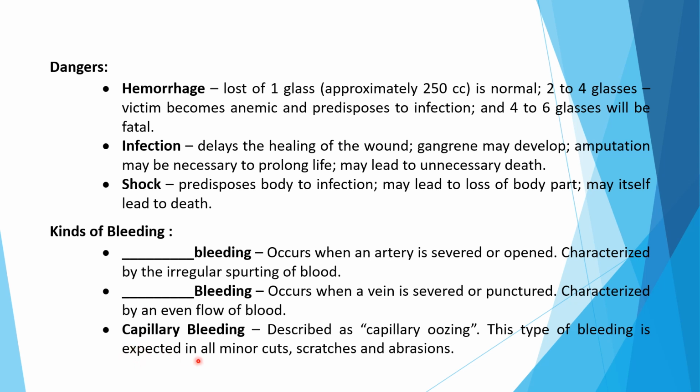Capillary bleeding occurs in areas far away, let's say your fingers and toes, because they have capillaries. This is described as capillary oozing. This type of bleeding is expected in all minor cuts, scratches, and abrasions. You will see many red points bleeding, just like abrasions. Capillaries are what is affected. The capillaries are either arterioles, if arteries were hit, or venules, if veins were hit.